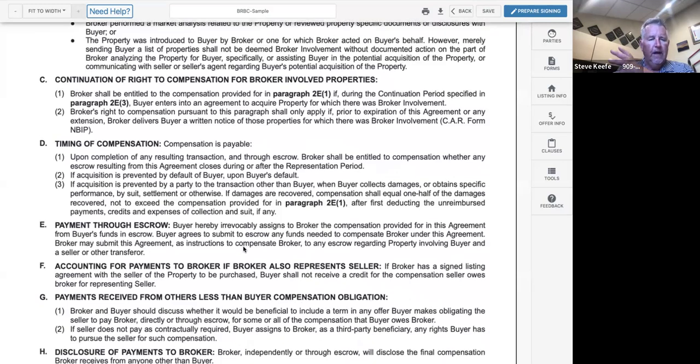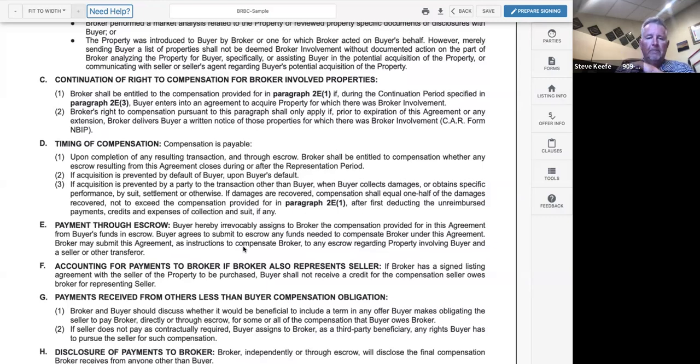Timing of compensation, not really much different here. This is basically saying when compensation is payable, having to do with the completion of a transaction where the buyer would be obligated to pay the broker. So as soon as the transaction closes, if for some reason the buyer defaults, then upon the buyer's default, technically the compensation could be owed. Not sure where that goes or who enforces that, or if someone would enforce that.